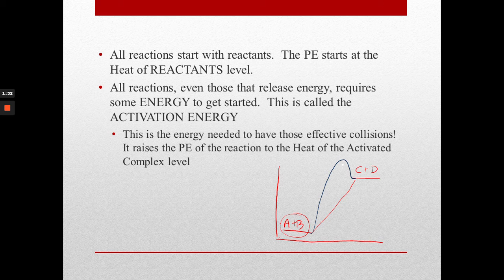That energy to get them to go is called the activation energy. And that activation energy provides a barrier between the reactants and products. That's the energy required to have all of those effective collisions. And so it raises the potential energy of the reaction up to this top level where the heat of the activated complex is. So let's take a look at a graph so you can see what I'm talking about.